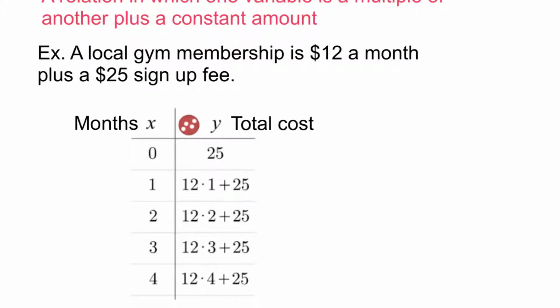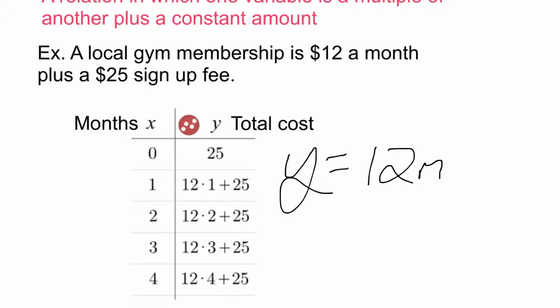A partial variation is a relation in which one variable is a multiple of another plus a constant. So we've seen a few of those already. So, for example, a local gym membership might be $12 a month plus a $25 sign-up fee. So even if I go there for 0 months, I still have to start off by paying $25. So our equation would look something like this: 12 times the number of months plus my initial startup fee of $25.